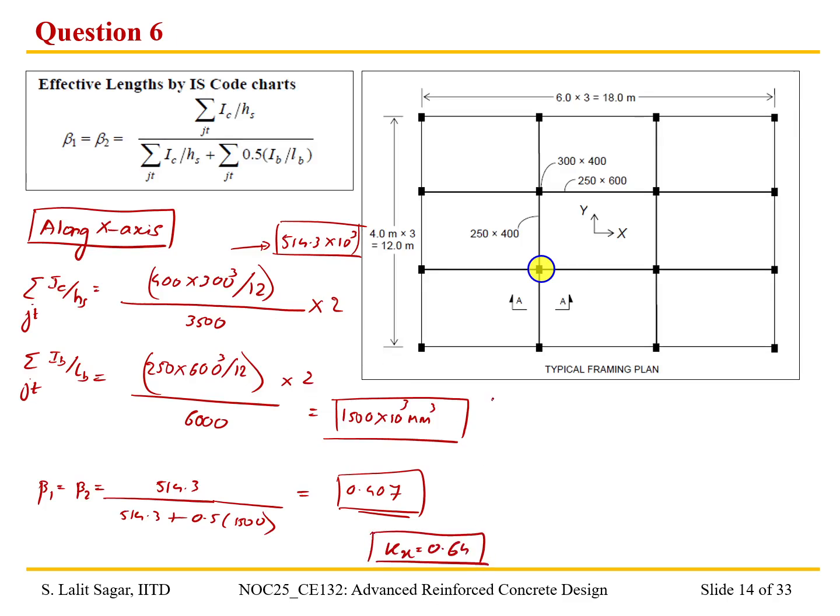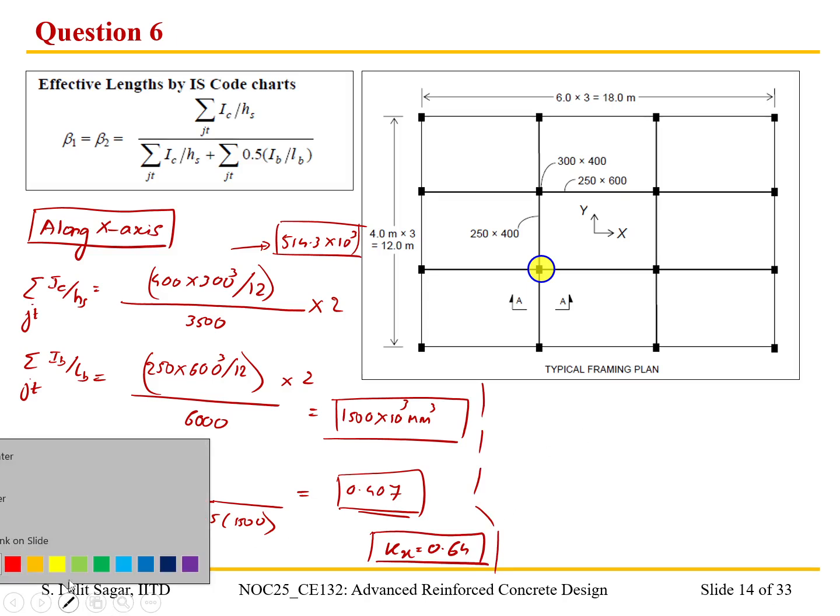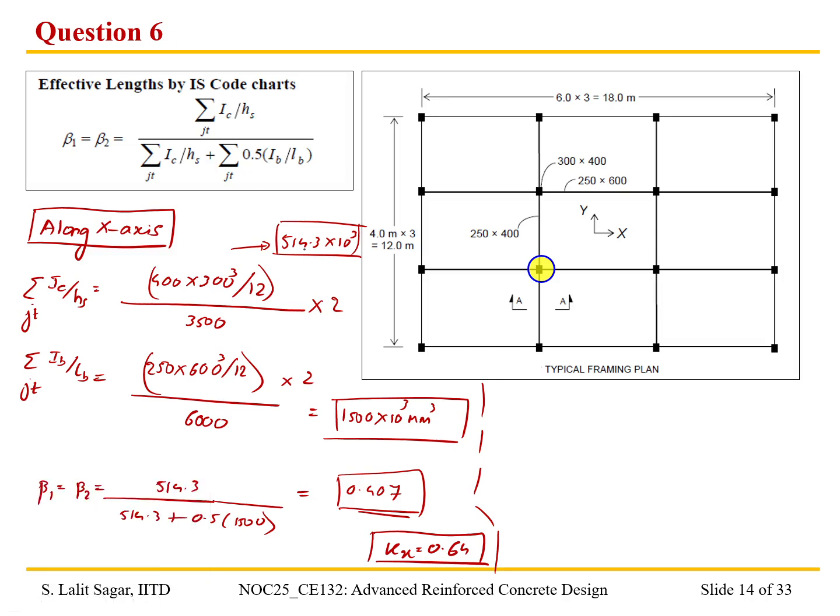Now we'll proceed to do the same operation along the y-axis. I'll take a different color.